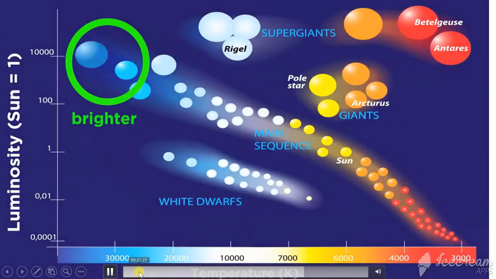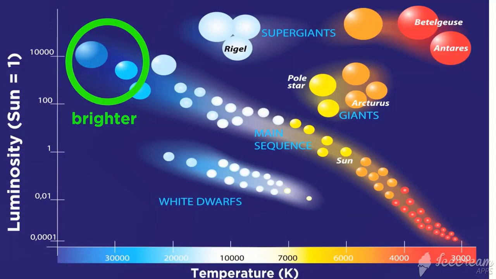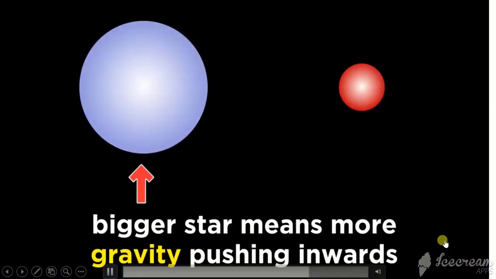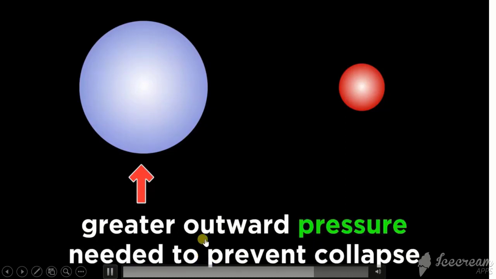It explains why the blue stars in this corner of the main sequence burn brightest, getting dimmer as we go towards the smaller red stars. This has to do with the fact that the gravity crushing the star inwards increases exponentially with its radius, so larger stars have to generate much more outward pressure to prevent collapse.